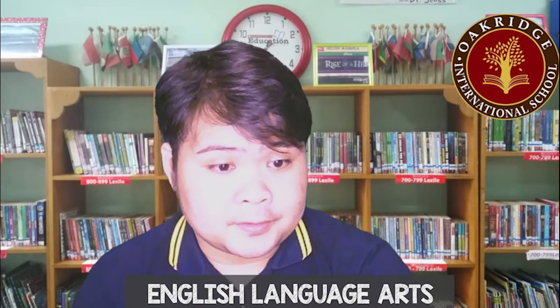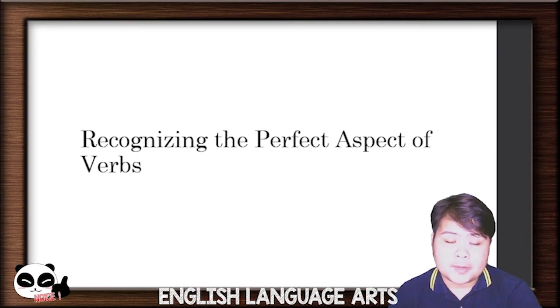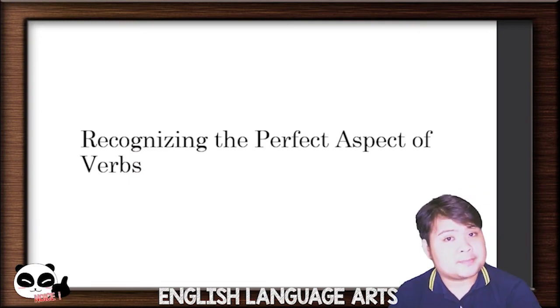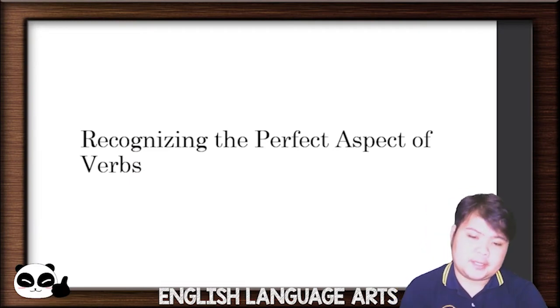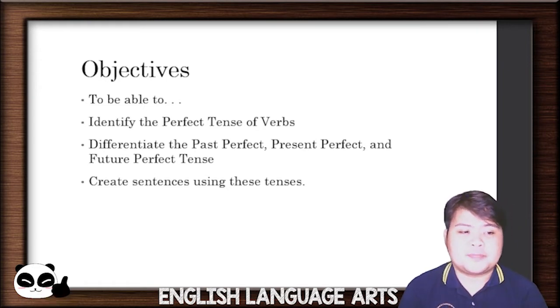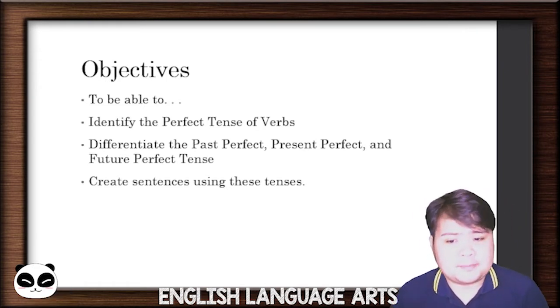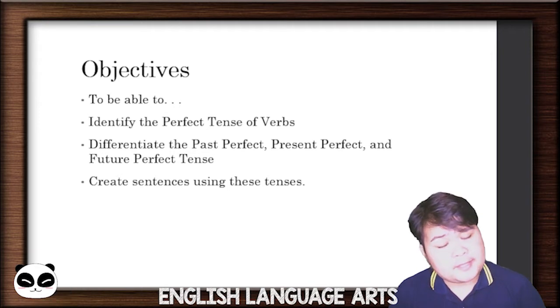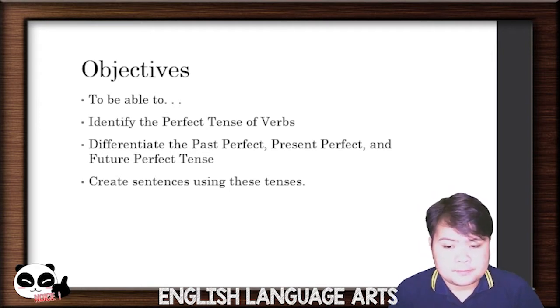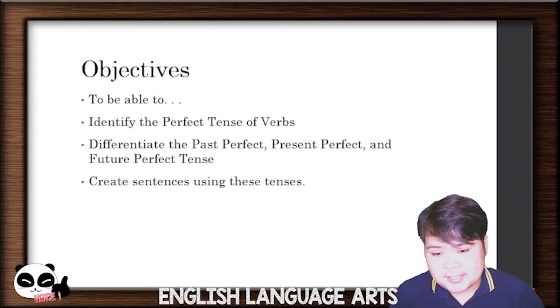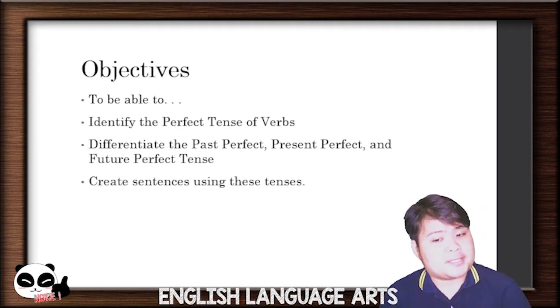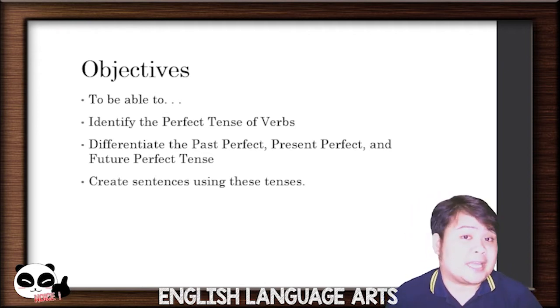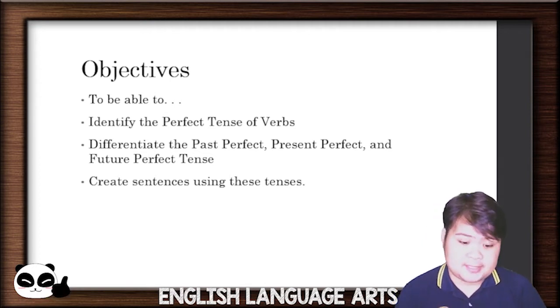Our topic for today will be recognizing the perfect aspect of verbs. Right? Now, let's go to the objectives first, shall we? The objectives are very simple. To be able to identify the perfect tense of verbs, to be able to differentiate the past perfect, present perfect, and future perfect tense, and to be able to create sentences using these tenses.